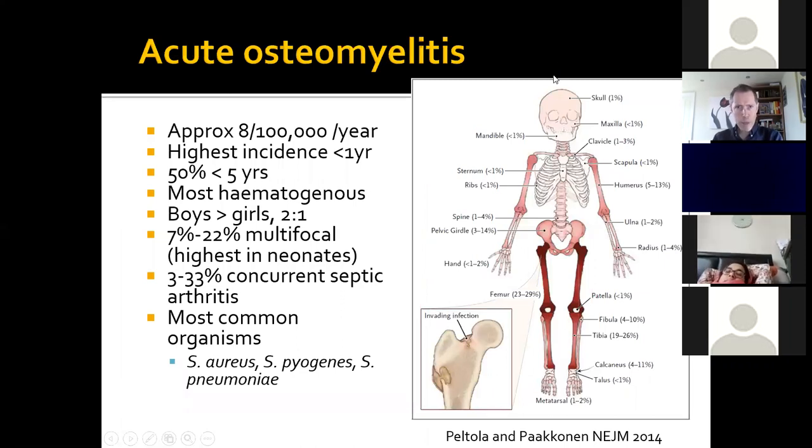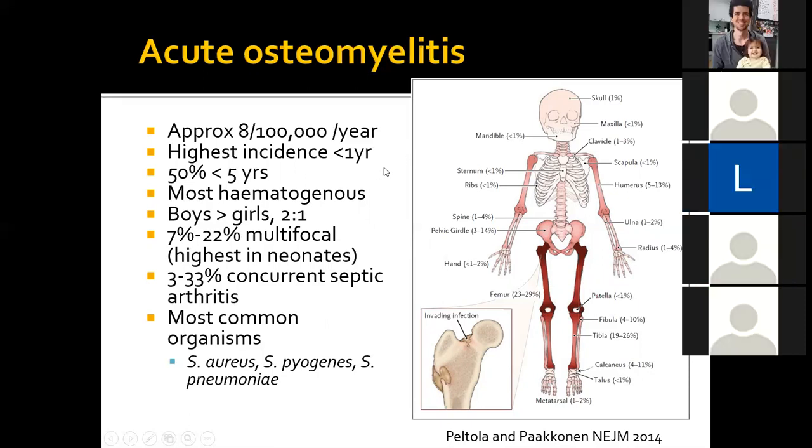So we'll just do a little bit of revision of acute osteomyelitis and the organisms that cause it. So it's much more common than necrotizing fasciitis. The incidence is about 8 per 100,000 per year. The highest incidence is in under 1-year-olds, and about 50% of cases occur in under 5-year-olds. This is of all children.